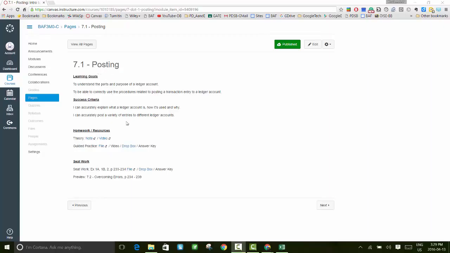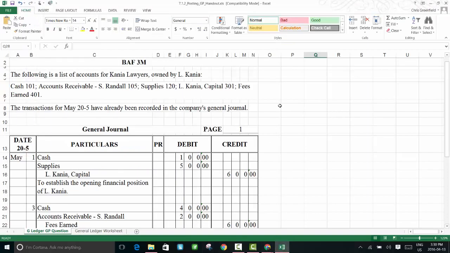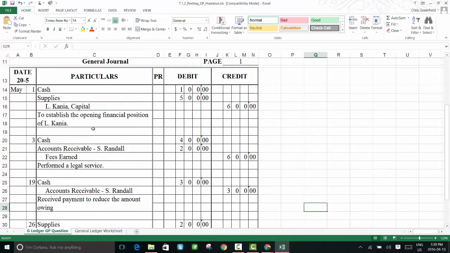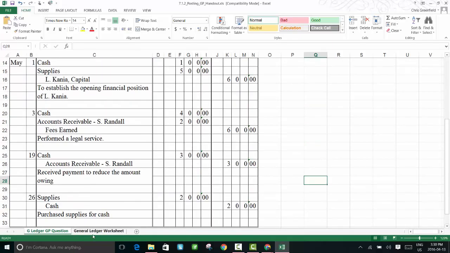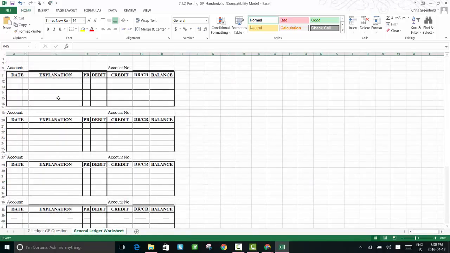In order to do this, you should already have clicked on the video link to be seeing this video, and you're also going to need the file for the guided practice that's located here. When you open it, you should see something that looks like this. There are two tabs, one with a set of journal entries, and the second one with blank ledger accounts.